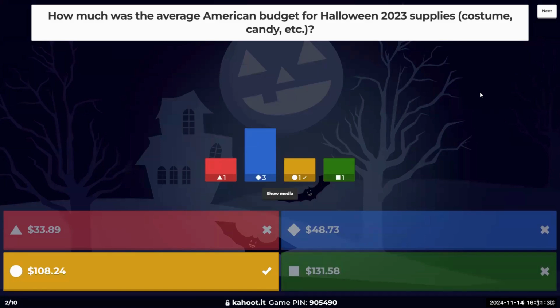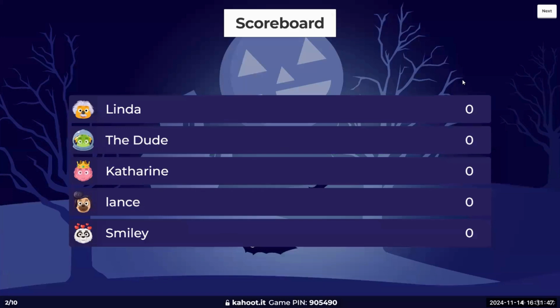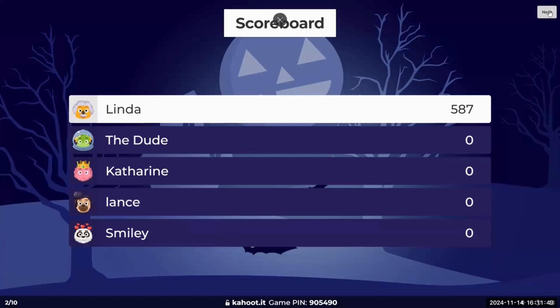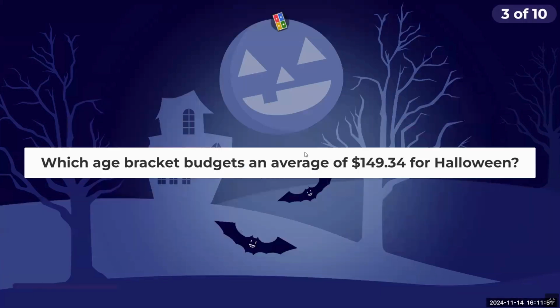Nice. We had one person with the correct answer. Over $100 is the average budget. When you think about costumes and candy, none of these things are really meant to be saved and reused for the next year. People grow out of costumes. Candy is supposed to be consumed. So Halloween is a spending holiday, but also one-time goods and services that we use.